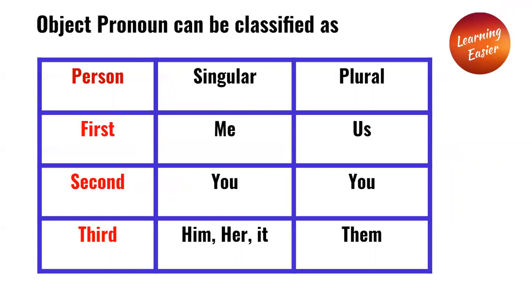Object pronouns can be classified as singular and plural. Singular first person is me, singular second person is you, singular third person is him, her, it. Plural first person is us, plural second person is you, plural third person is them.